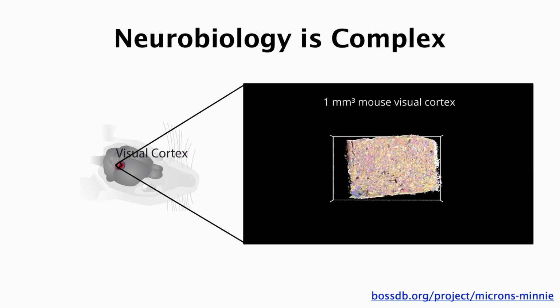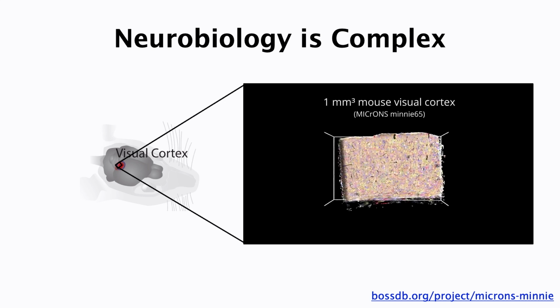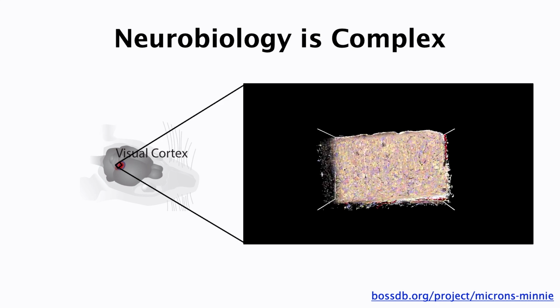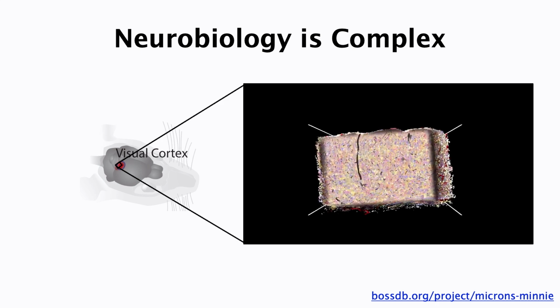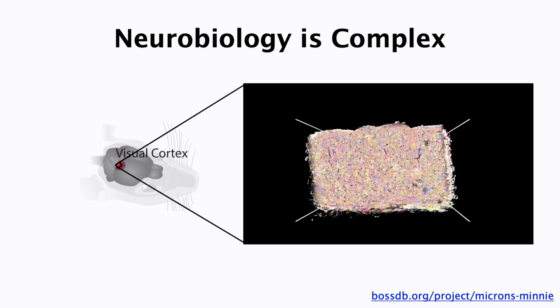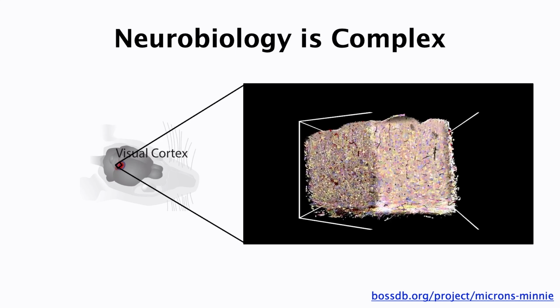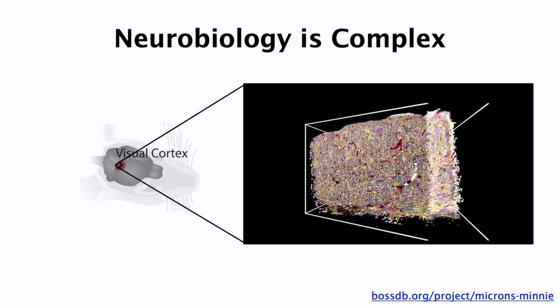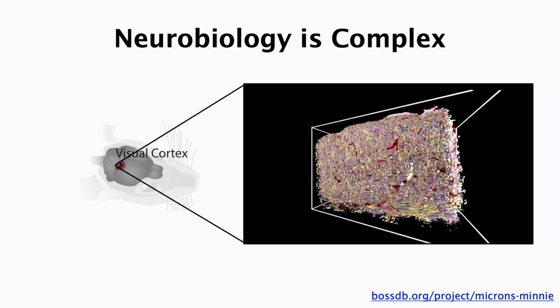All right, what about the other side of the coin, the neurobiologists who never talk to the physicists? This is data from a really beautiful study called MICrONS, and here they've taken a millimeter of the visual cortex in a mouse and traced all the different cell types and blood vessels and such in this area.